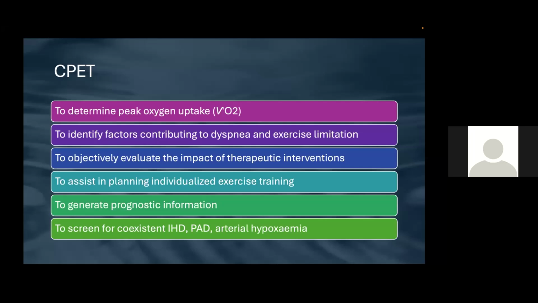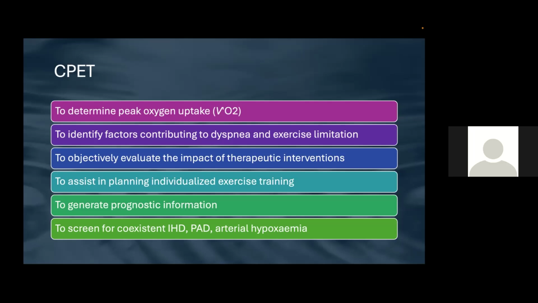So CPET, usually we know that we are focusing about the peak of oxygen uptake, VO2, which is really a very important parameter in CPET, but this is not the only information or important parameter in CPET. We have many things in CPET that we can extract from the curve and from the numbers.